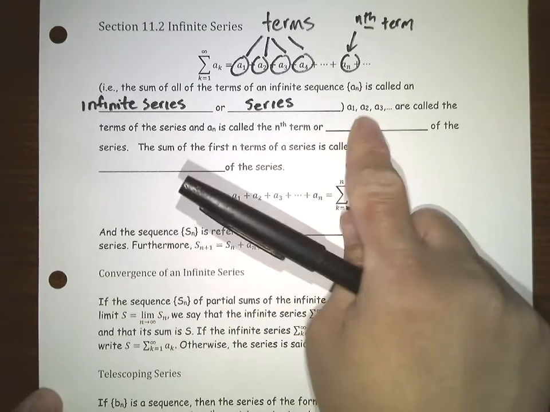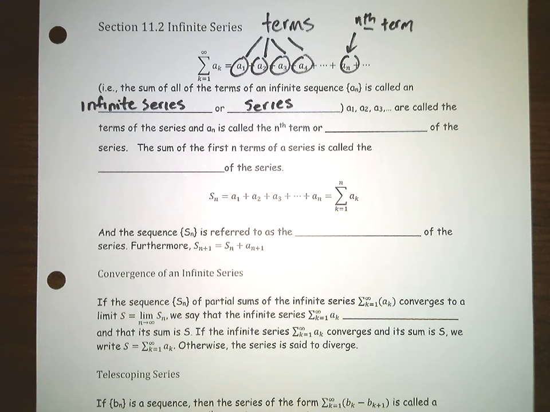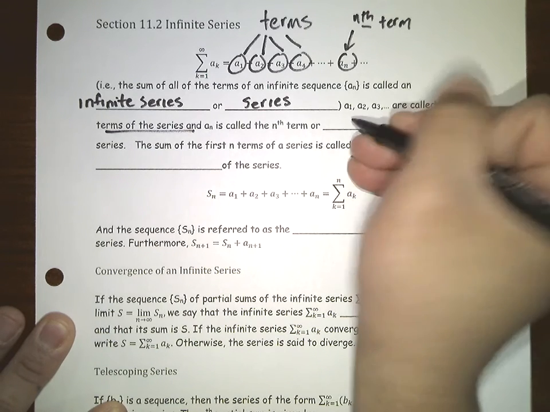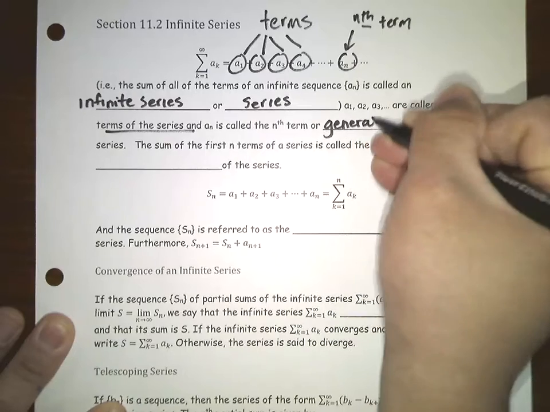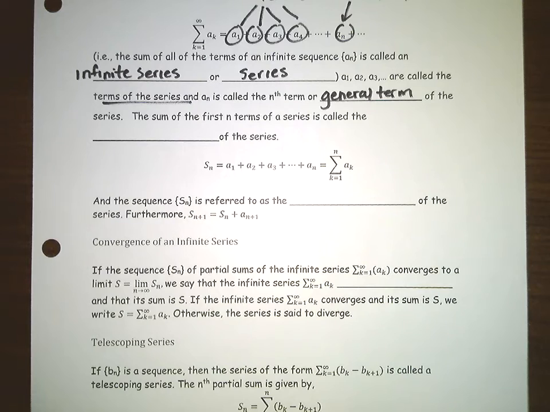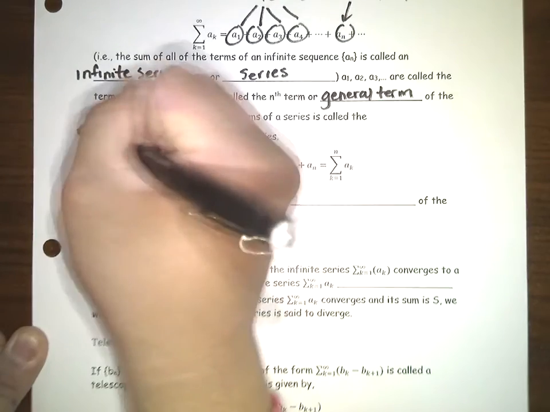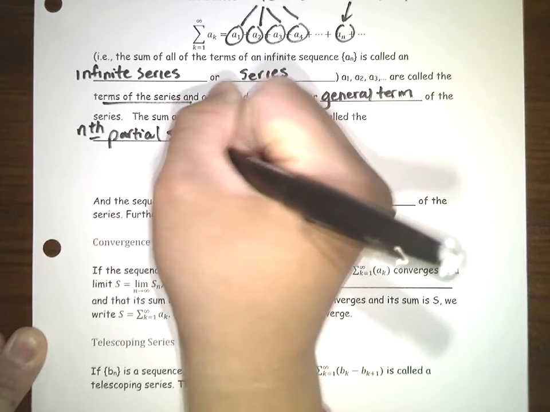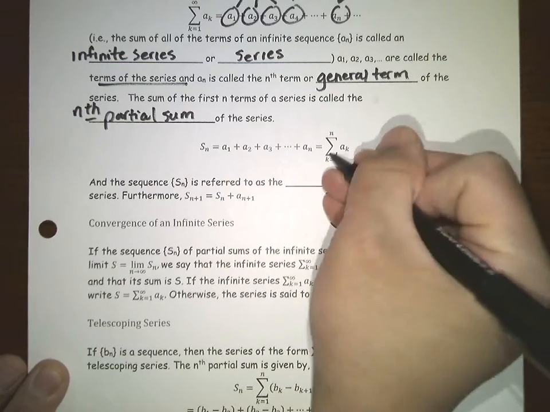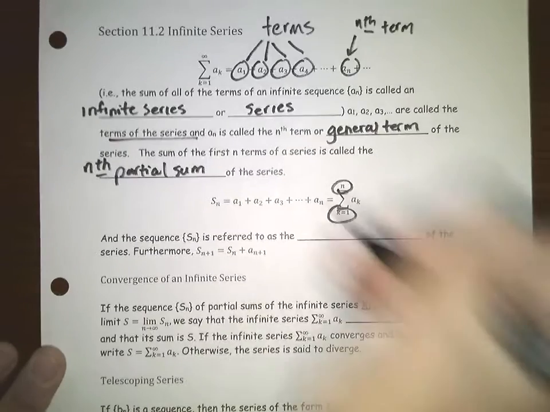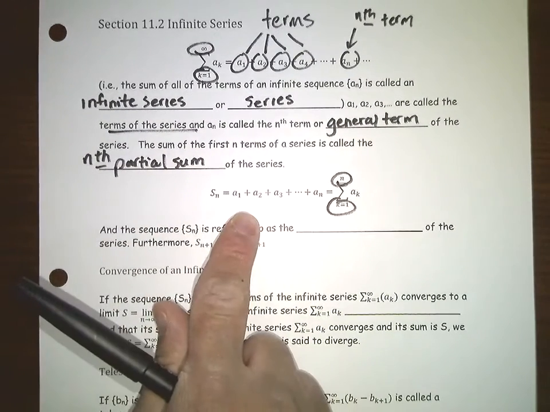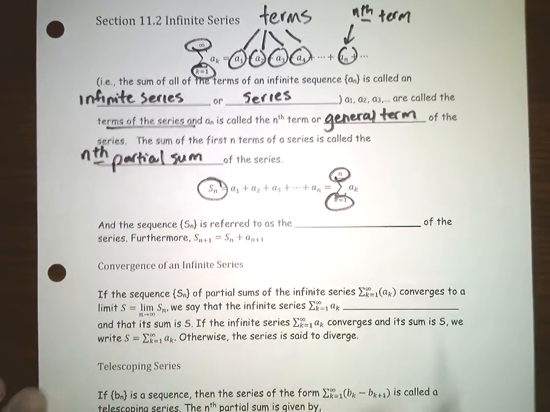And so the A1, A2, AN are called the terms of the series, and AN is called the nth term or the general term of the series, and the sum of the first n terms of a series is called the nth partial sum of the series. So if you want to sum from k equals 1 to n rather than from k equals 1 all the way to infinity, then you would just call this Sn.